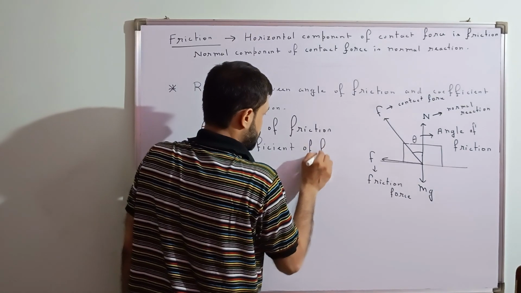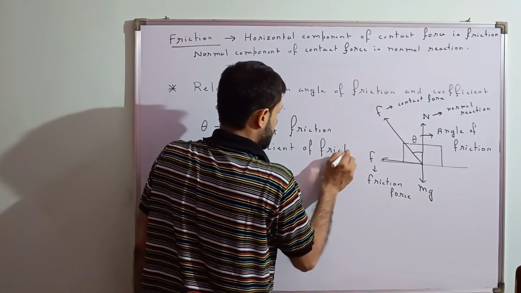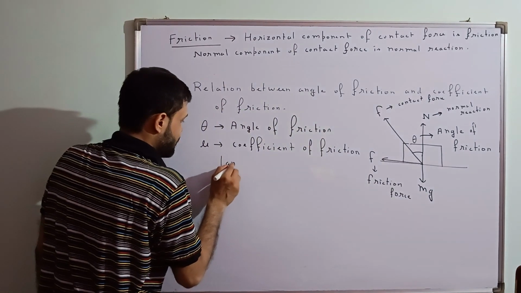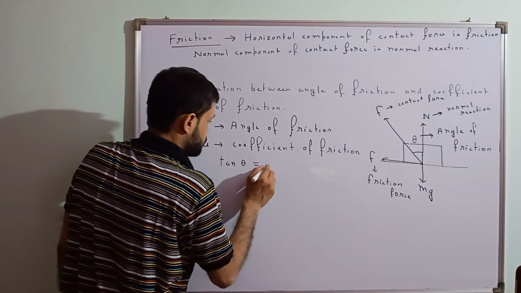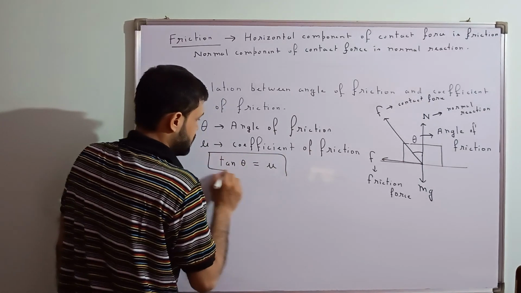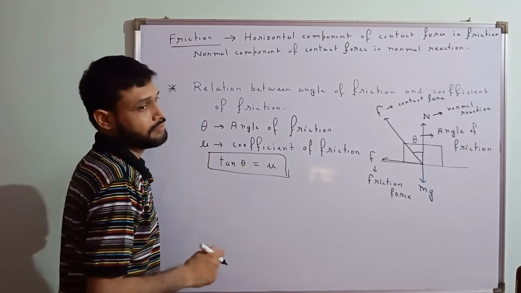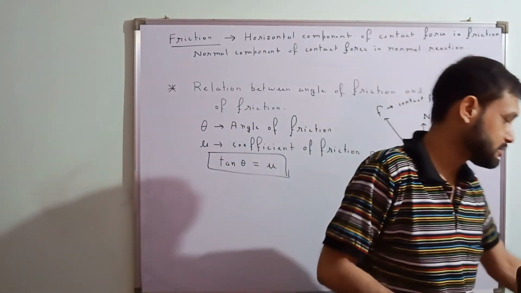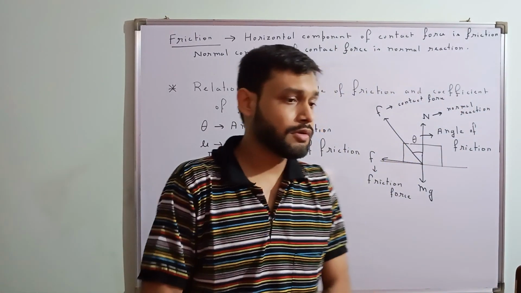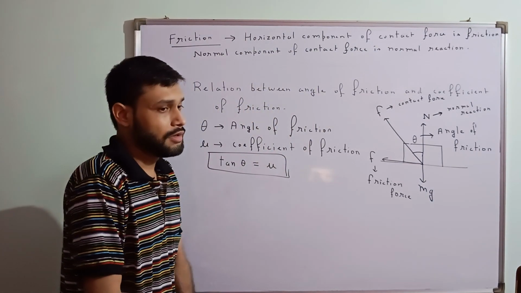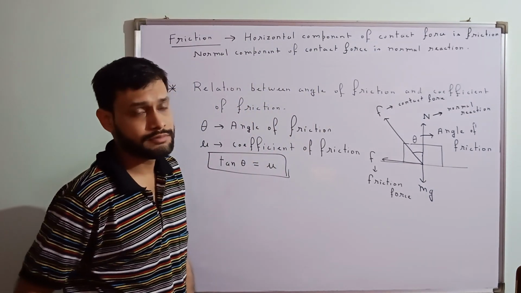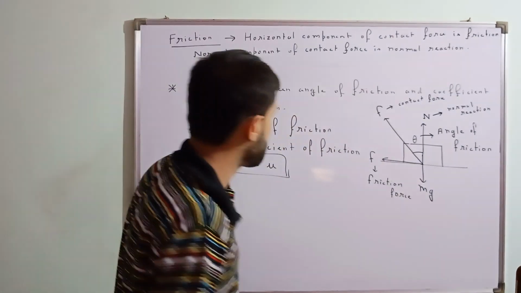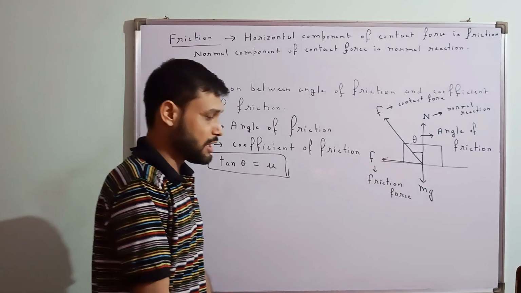So mu is the coefficient of friction. So what is the value then? Tan theta is equal to mu. So this is the relation between coefficient of friction and angle of friction. They may ask you to find the coefficient of friction or the angle of friction, anything they can ask. Note it down. Shall we move to the question now? Yes, sir. Okay, now we are moving to the question.